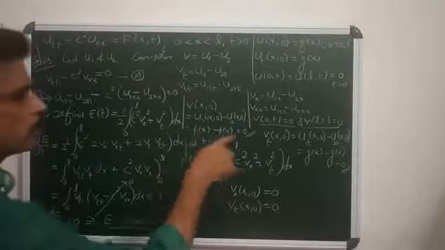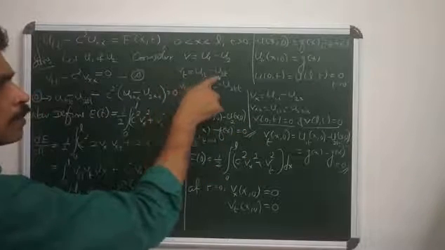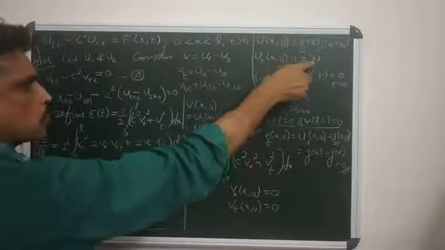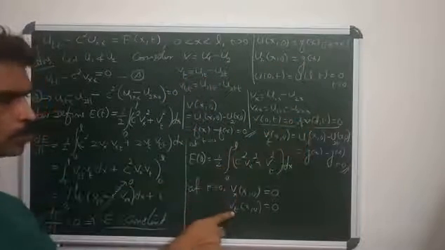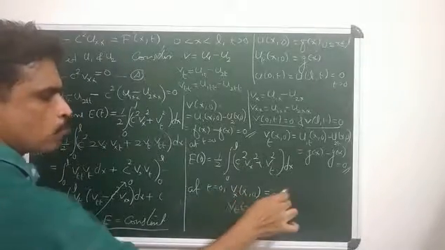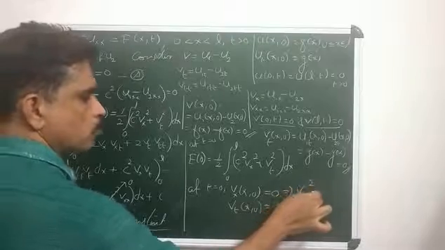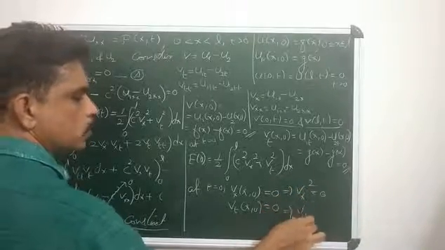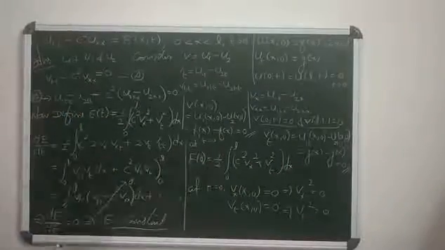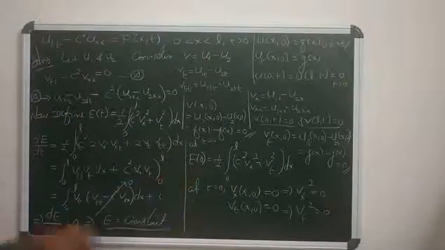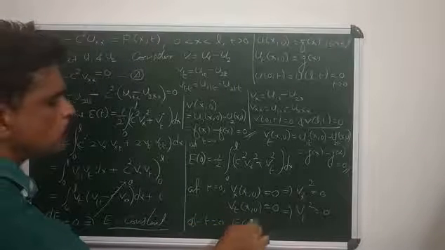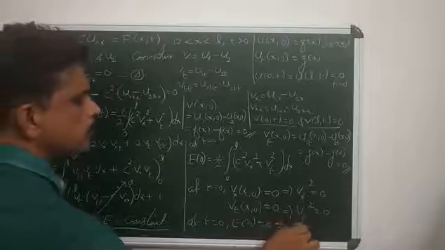Why? Because vt equals u1t minus u2t, so ut(x,0) equals u of x minus u of x, which is 0. So vt(x,0) equals 0, vx(x,0) equals 0, means vx square equals 0 and vt square equals 0. Therefore the total quantity reduces to 0 at t equals 0. That means E of 0 equals 0, that means E equals 0.